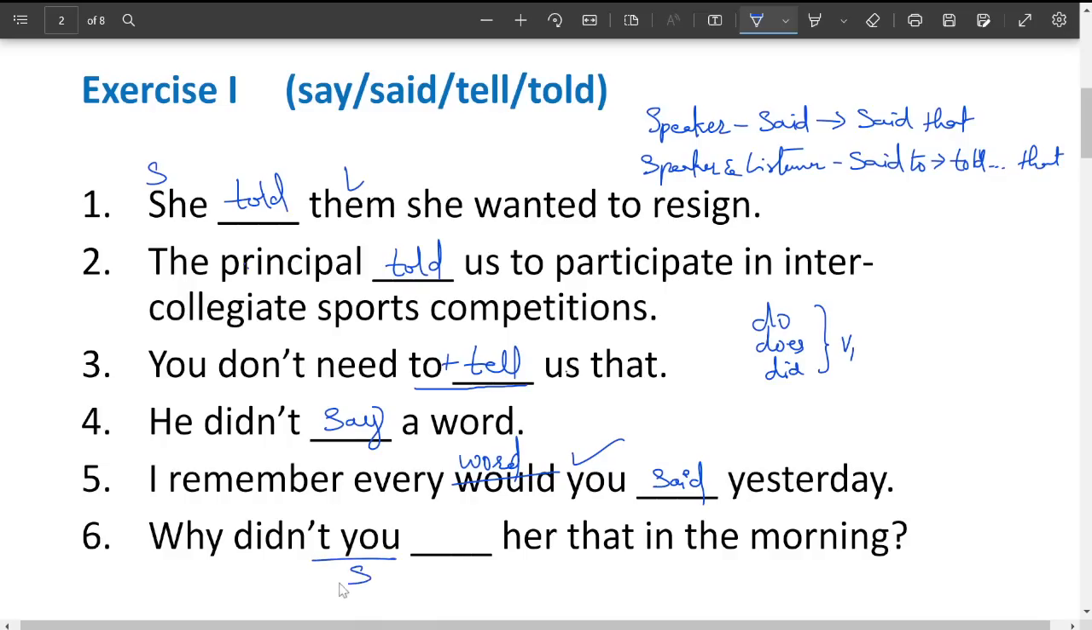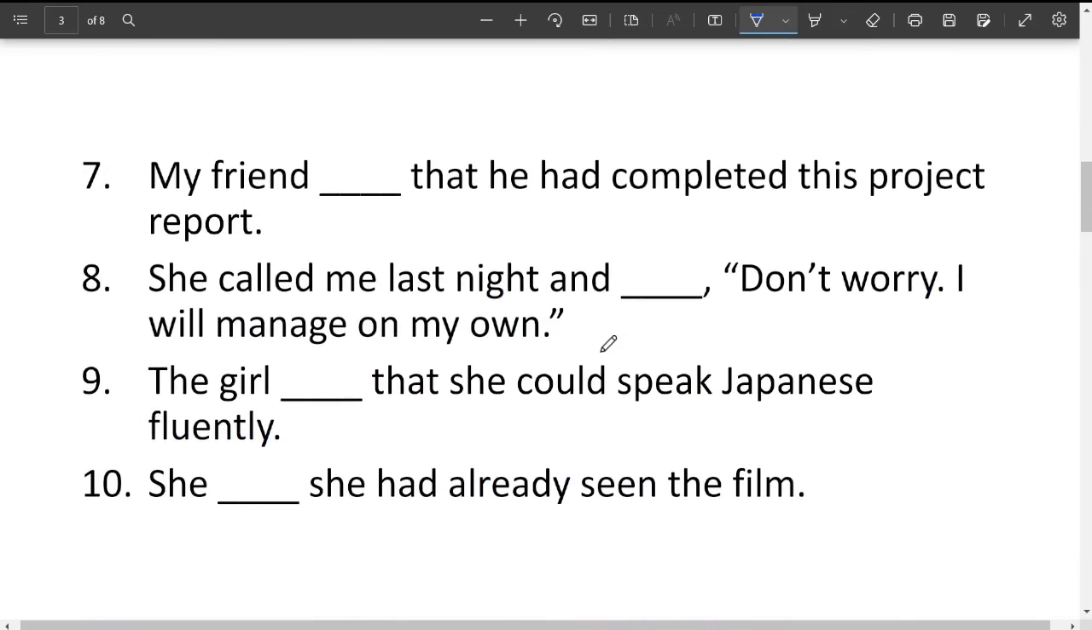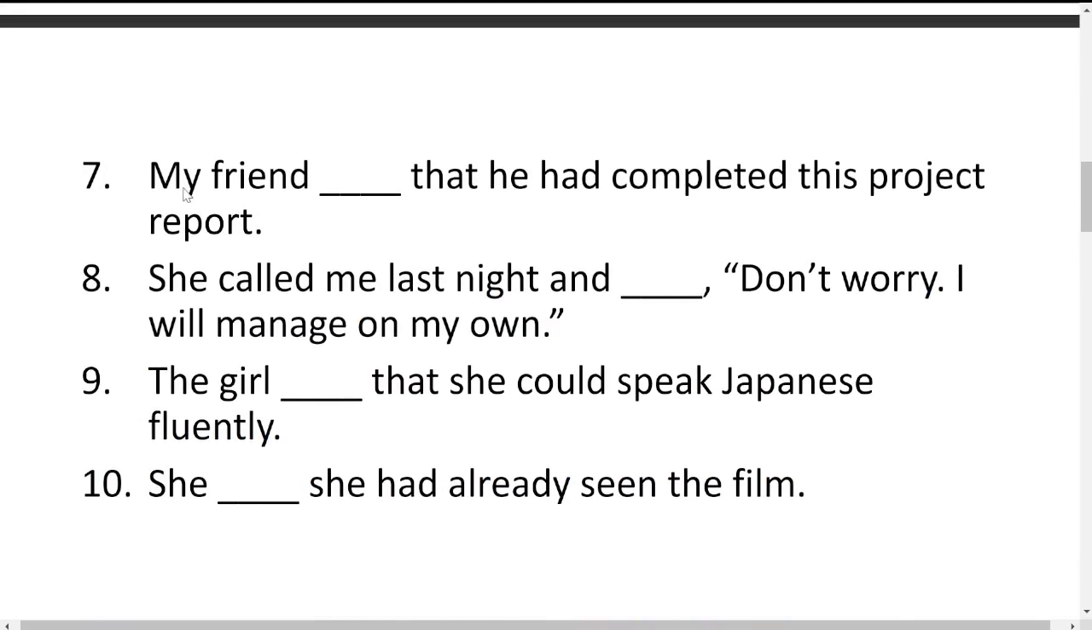Why didn't you, speaker, her, listener? Both are given. So what can we use here? Why didn't you tell or told? Didn't is there. So after didn't you have to go with only tell, not told. You cannot use past. Next. My friend dash that he had completed this project report. My friend dash that. Okay, my friend only speaker is given. So what you need here? My friend said changes to said that in the direct speech. That is as it is.